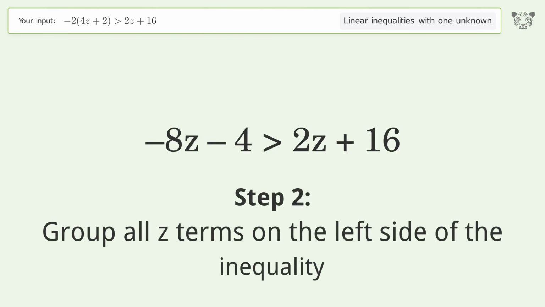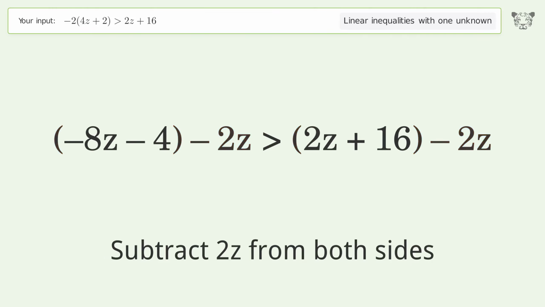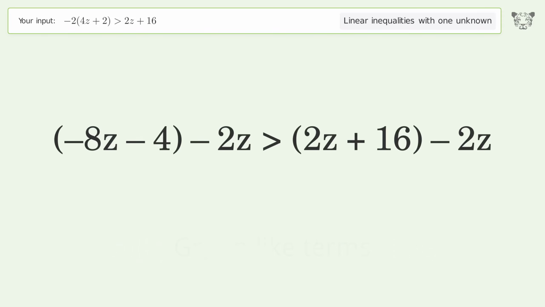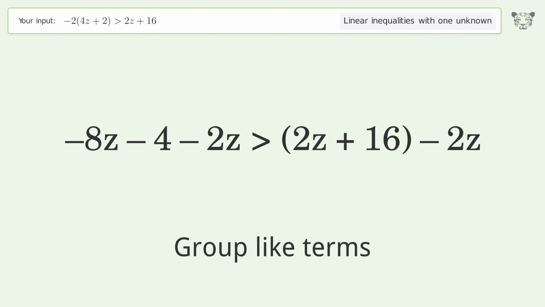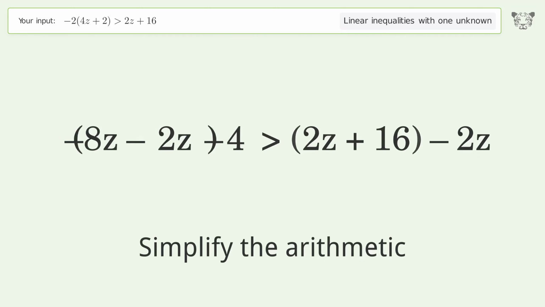Group all z terms on the left side of the inequality. Subtract 2z from both sides. Group like terms. Simplify the arithmetic.